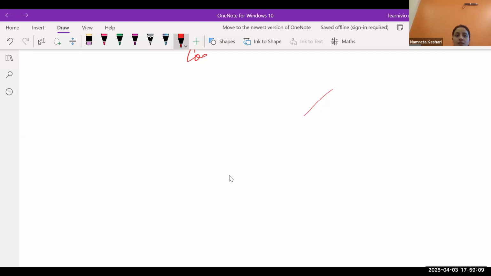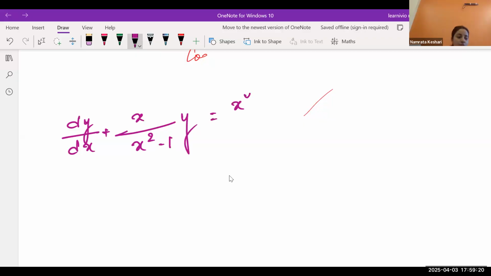Now one of the questions is like this: dy/dx plus x over x square minus 1 times y is equal to (x to the power 4 plus 2x) by under root 1 minus x square. Please find the integrating factor over here. P, clearly we can see what our P is. Find the integrating factor.